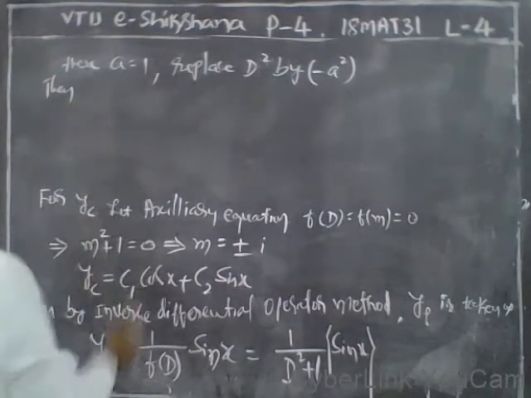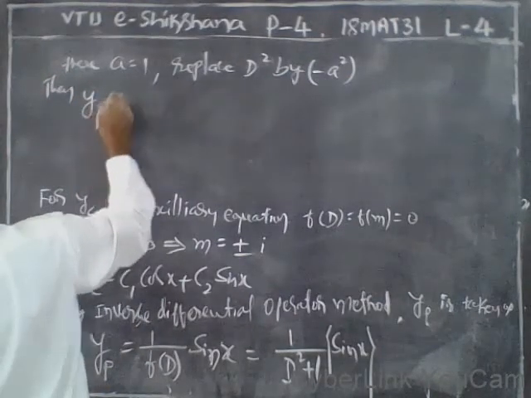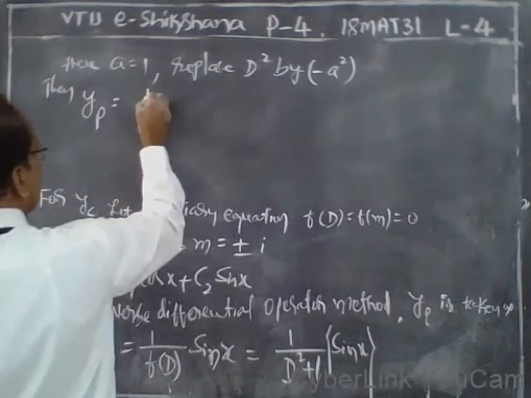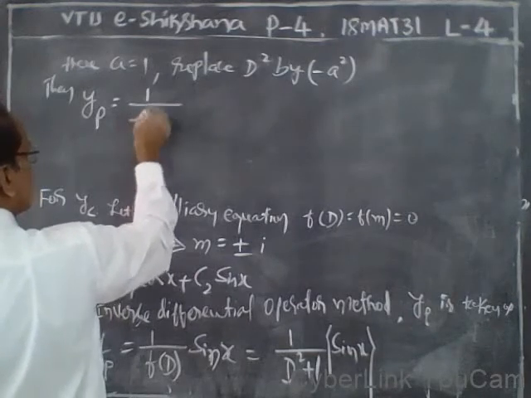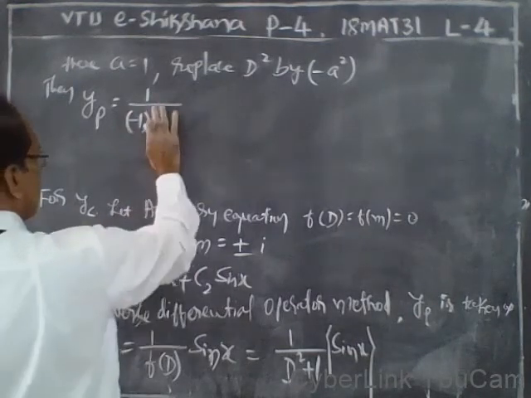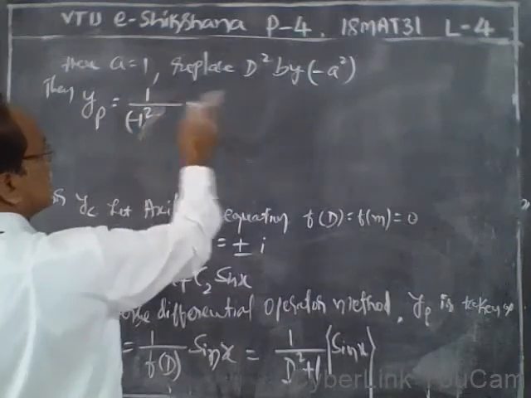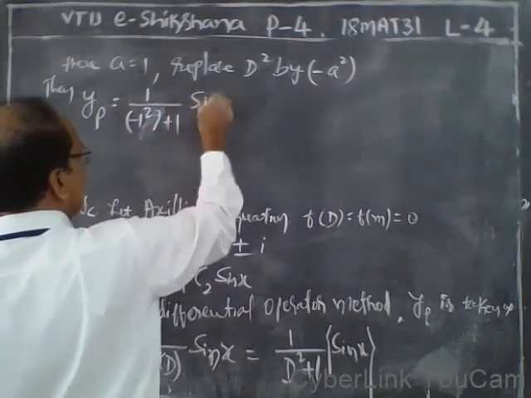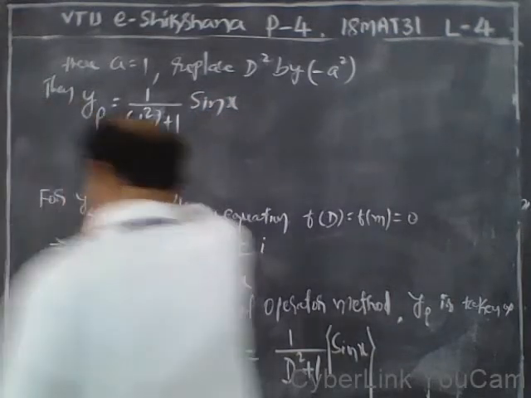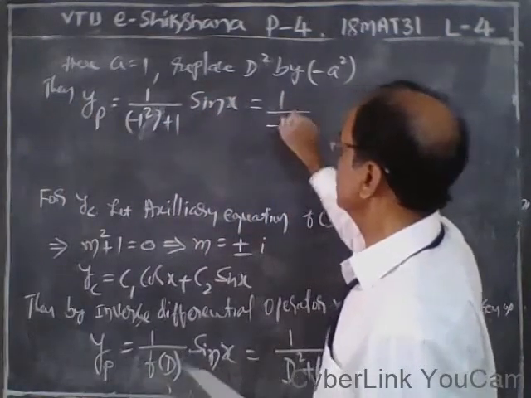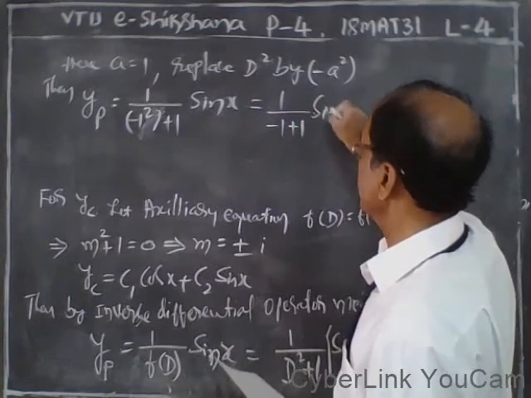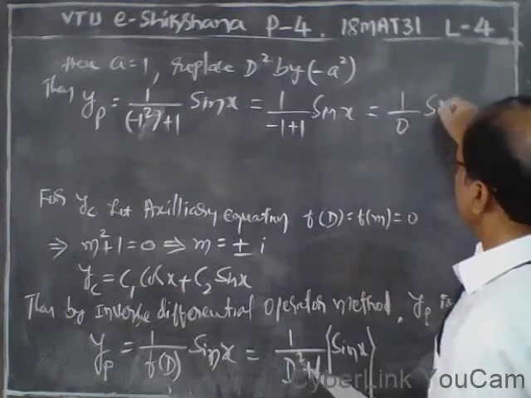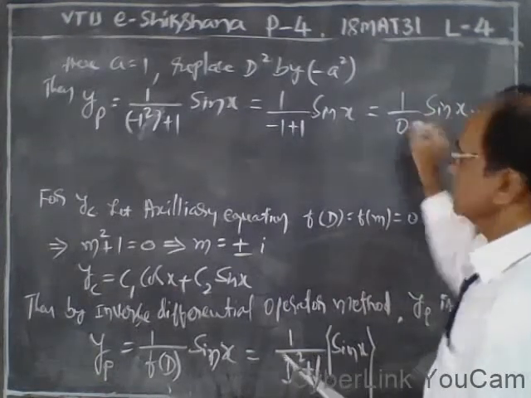Then that is yp. yp is equal to 1 divided by (minus 1 whole square, minus 1 square, that is minus a square, minus 1 square, and plus 1) operating on sin x. This becomes 1 divided by minus 1 plus 1 operating on sin x. That is 1 divided by 0. 1 divided by 0 we are getting.